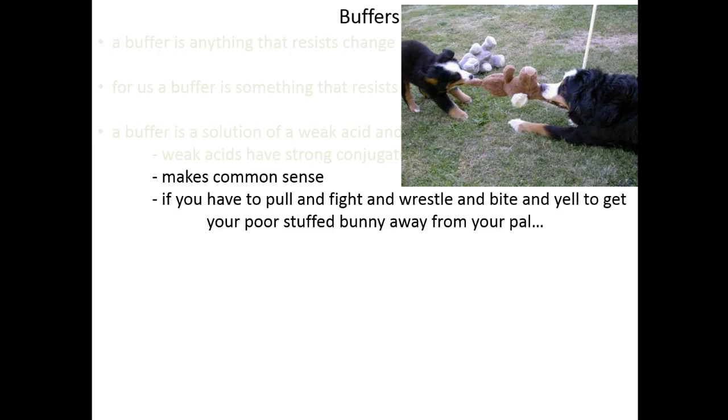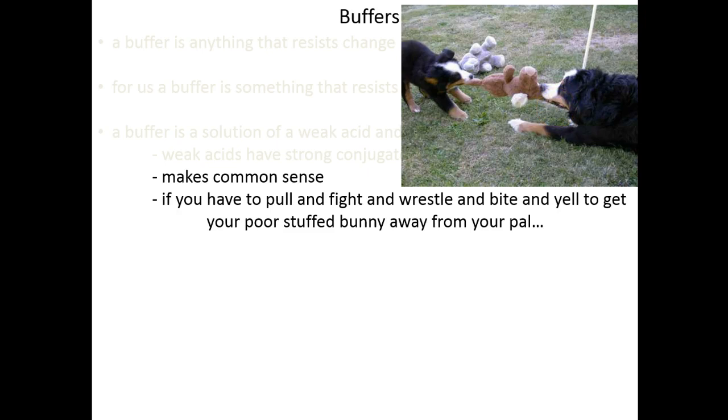If we think of these beautiful doggies as molecules in solution, and this poor stuffed bunny as the proton in between, this dog here is a weak acid. This is a dog that does not want to give up its proton, right? You can see, fighting to keep that proton. And this is a base in the solution, also fighting over that same proton. Strong acids are defined as acids that readily give up protons. Acids that do not readily give up protons, just as this dog is not readily giving up its bunny, are weak acids with a low Ka, a high pKa.